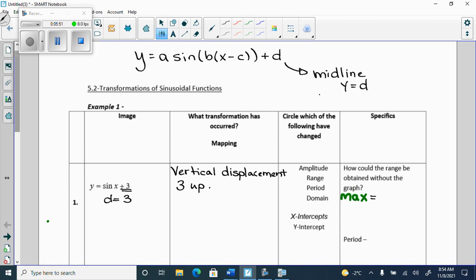So we go the midline, which is D, plus the what? Amplitude, right? And then the minimum, if we took the midline, which is the D value, and we subtracted the amplitude, we'd get the min, and then we'd have our range, wouldn't we? Okay.